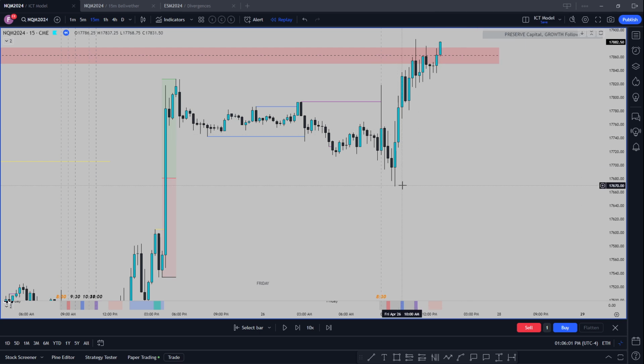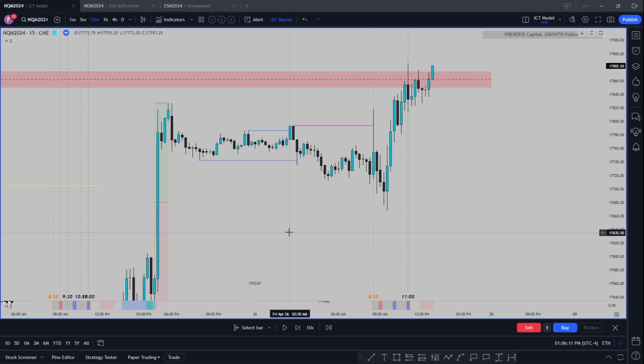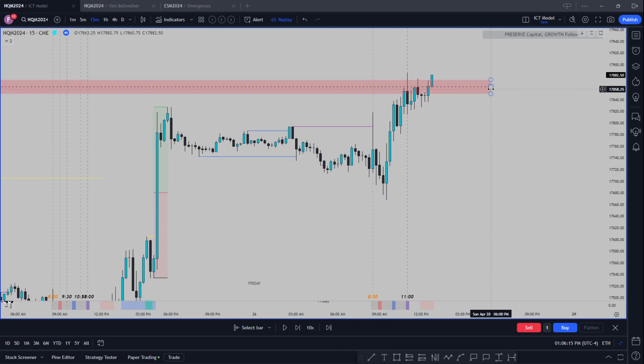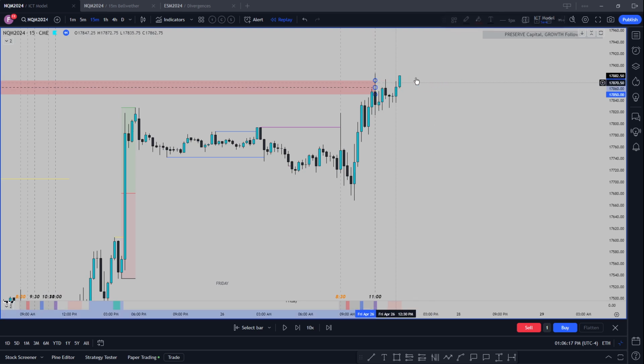So 8:30 I'm marking out, 11 o'clock I'm marking out on the 15-minute chart, so you can see the entire AM session range. Anything else I see important? Normally I mark out the IRLs and the ERLs. In this case, there's not really an obvious one, but premium discount, get the dealing range in there, and then the target that was used later on.